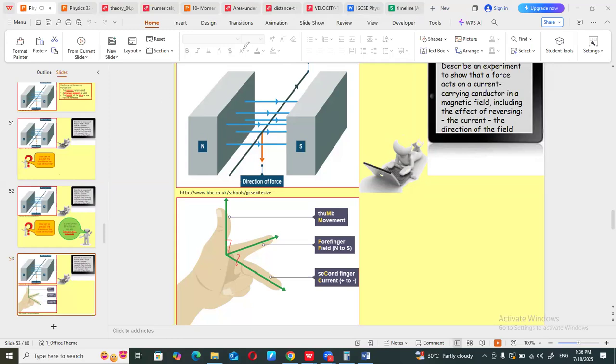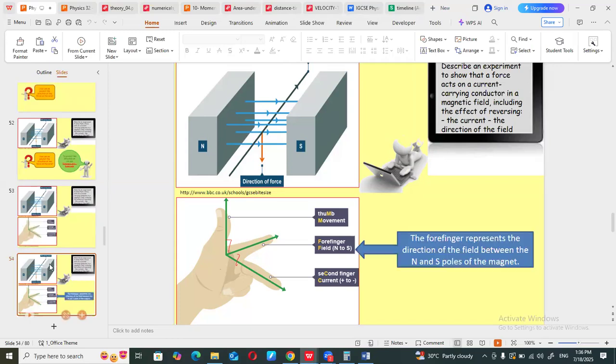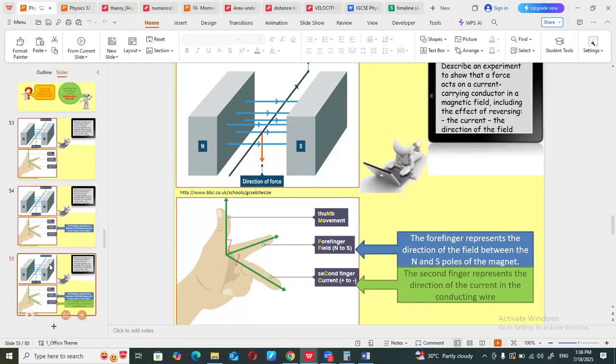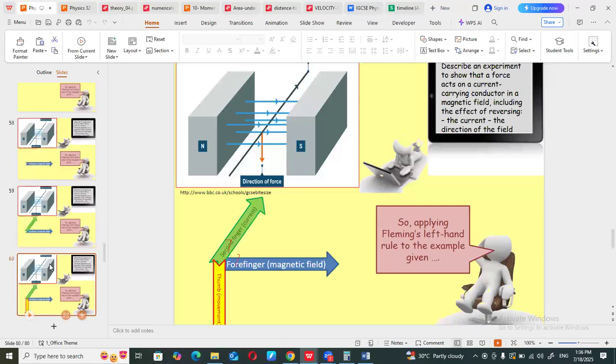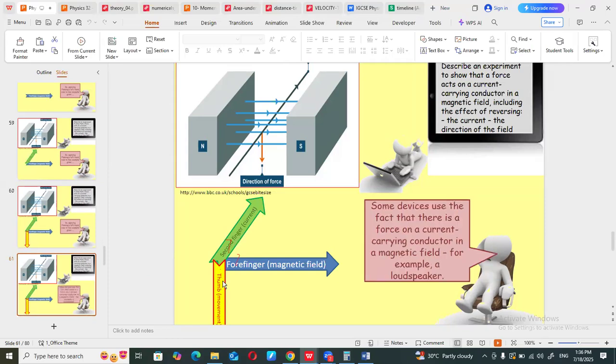So this is the way to find out the direction in which this wire will be going up and down. Now, this is the direction. Remember that all the lines which you can see, either the forefinger, the second finger or the thumb, are at 90 degrees to each other.